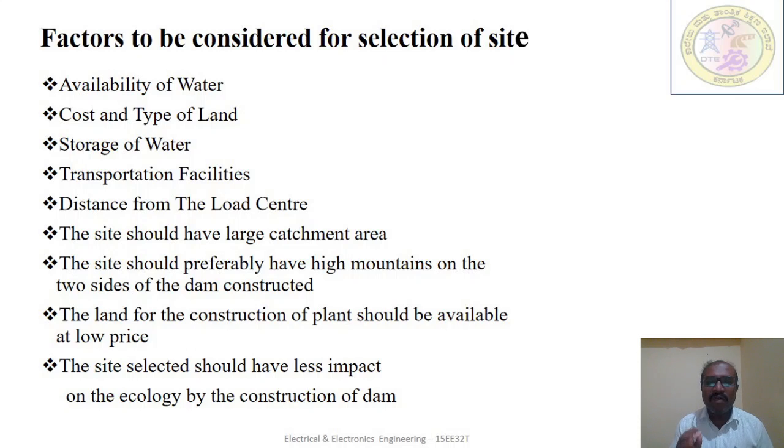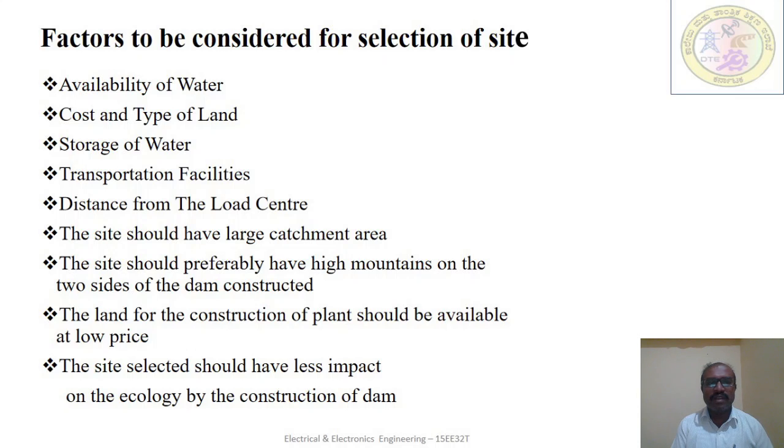Likewise, the available head of water. In order to generate power, it is necessary to have a large quantity of water at sufficient head. Water head is directly related to the cost of generation of electric power. If the water head, that means the effective head, is increased, water storage has to be reduced as well. The capital cost of the plant is reduced.